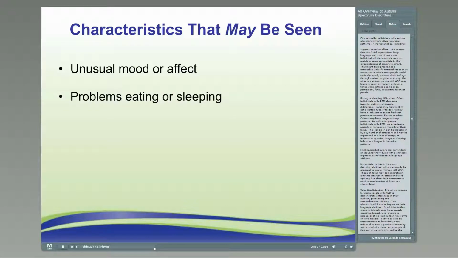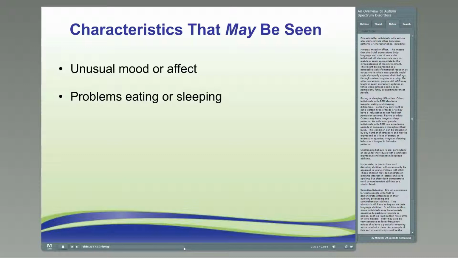Eating or sleeping difficulties. Often, individuals with ASD also have irregular eating and sleeping difficulties. Some may only want to eat a certain type of food or may have a reluctance to eat food with particular textures, flavors, or odors. Others may have irregular sleep patterns.